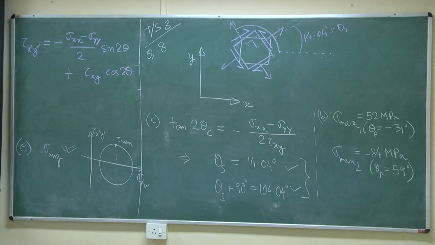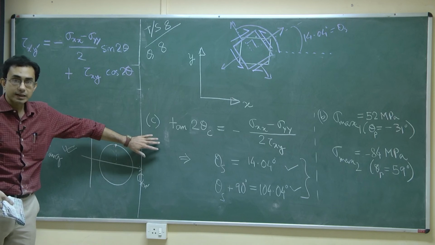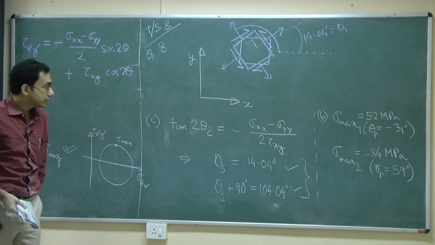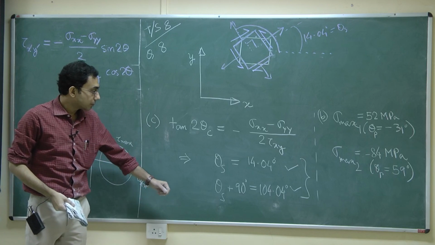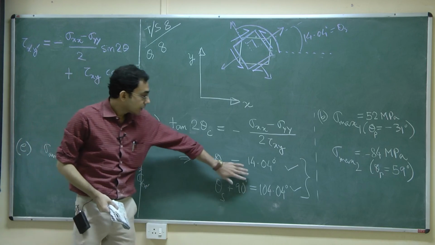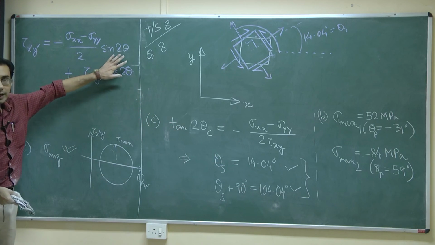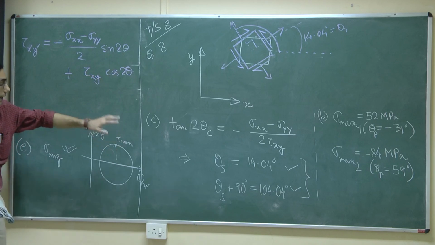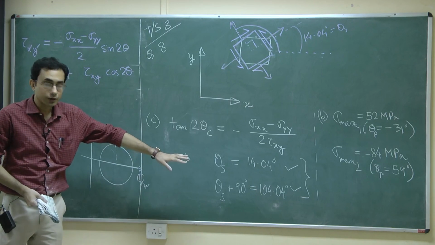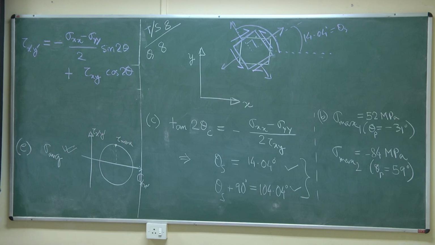Now, you see, because we have already solved part C of the problem, where we found the orientation of the planes where the maximum shear stress would be occurring, we have two explicit values available in our hand. So, if we just substitute theta equal to theta s once and theta equal to the other value, 104.04 degrees, again, what we should be obtaining is the value of this maximum shear stress. In fact, we would be obtaining the values of the maximum in-plane shearing stresses with the correct sign and everything, and that should be absolutely clear to us.